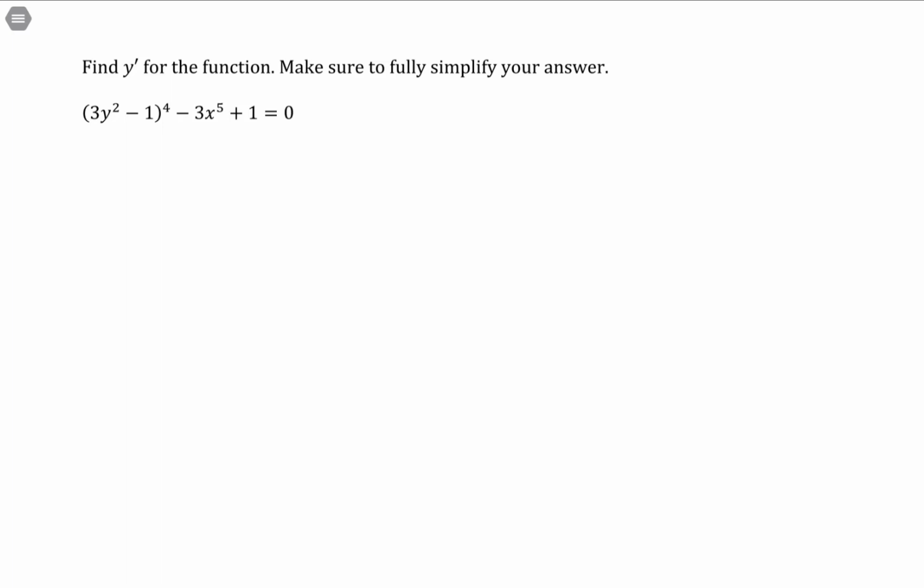All we have to do is just assume y is a function of x and that there is some algebra that we could do to get y by itself, and then just use the chain rule as it's stated. So let's see how to do this.